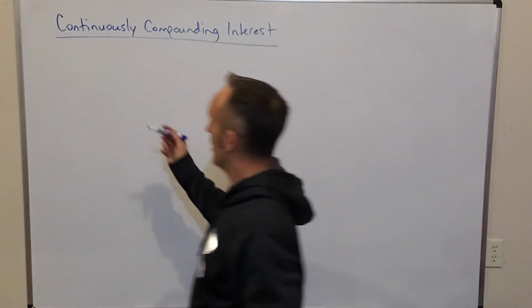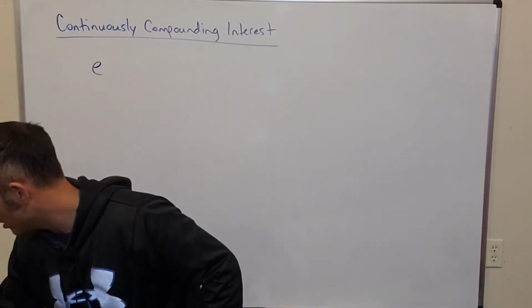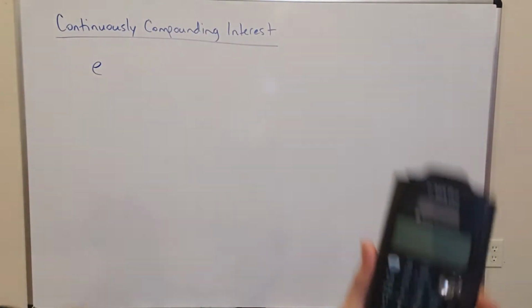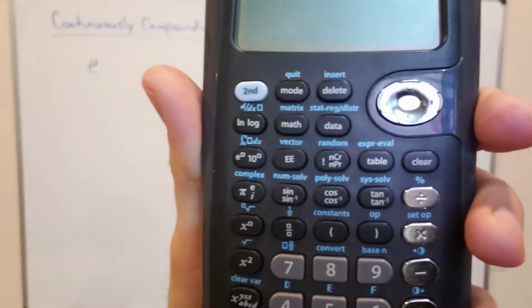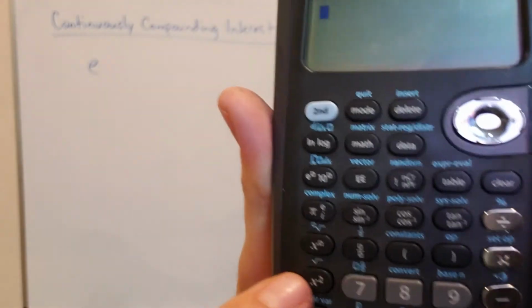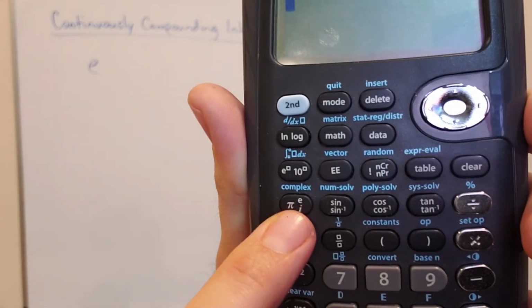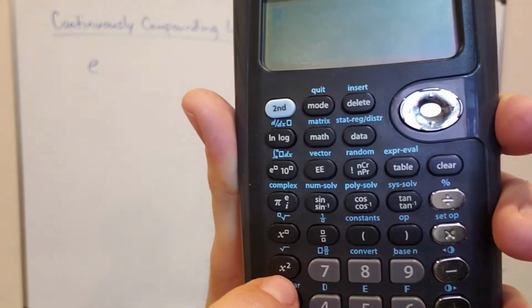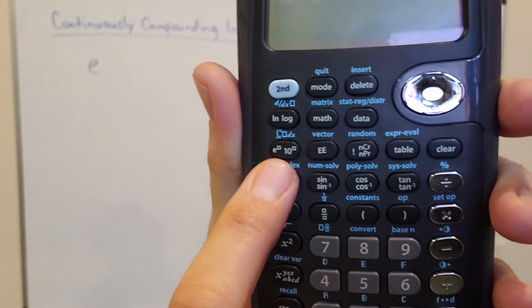In fact, there's a number in mathematics called e. You should be able to find it on your calculator. Let me see if I can show you where mine is on my calculator. So my e button is right here on the same button as pi. You'll either have a button like that, or you could have e to a power, like this one here. So if you want to know what e is, you could type e to the first power.